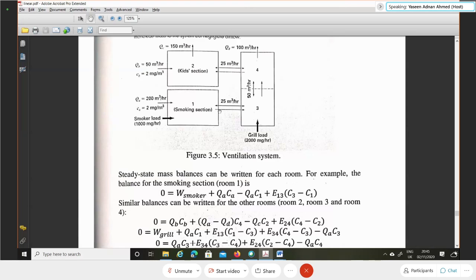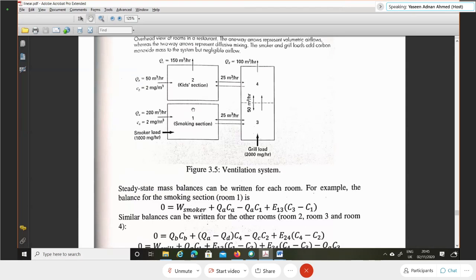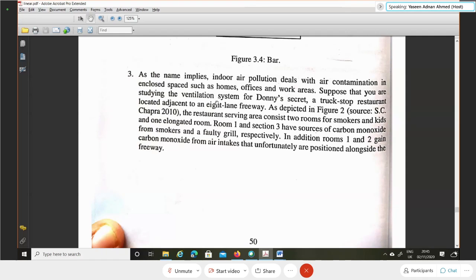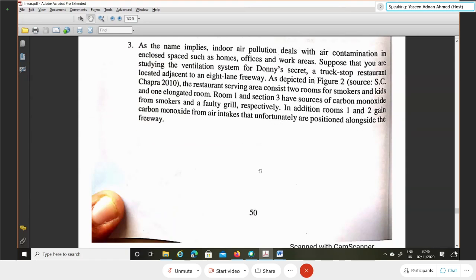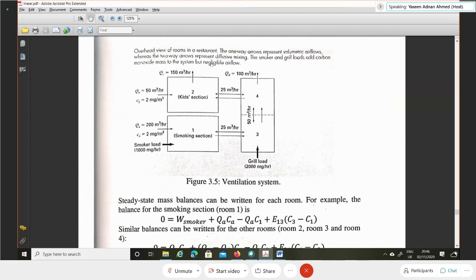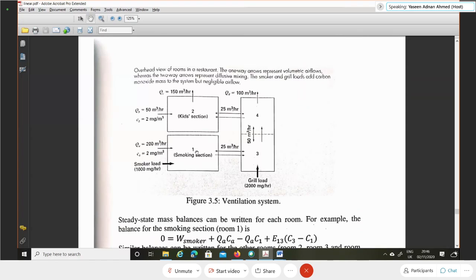So QA is coming. For an example, the concentration here is C1. So you have to find out what? You go above. Suppose that the starting ventilation of a property. So you have to find out C1, C2, and C3, C4, I think, for all the rooms.